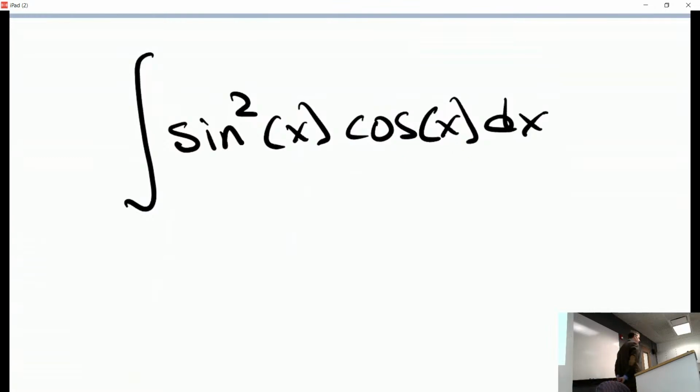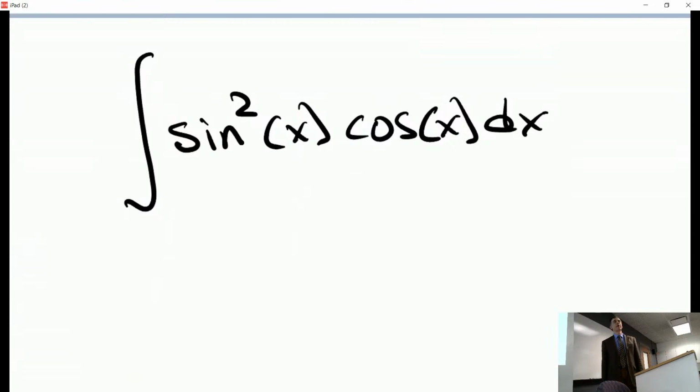Sine squared times cosine. What's the antiderivative of sine squared times cosine? I'll bet you can do this. In fact, I'm so confident that by the time you have it written down, I will have chosen some volunteer to do it, at least get us started. So give me a sec. All right, let's get going with this one.